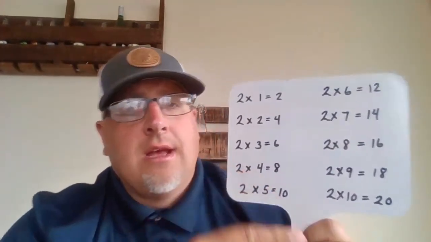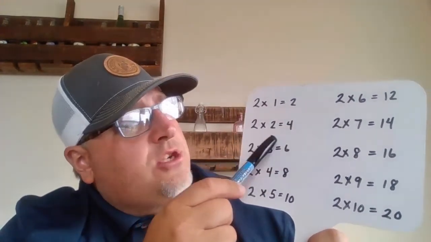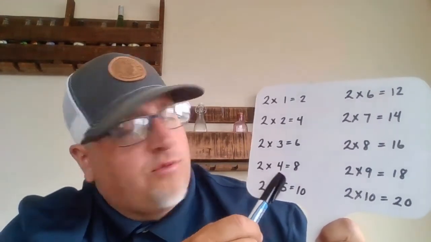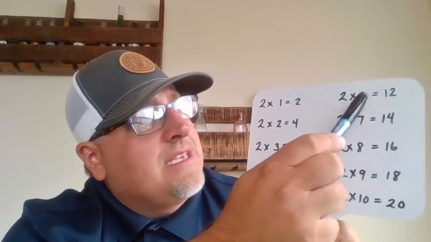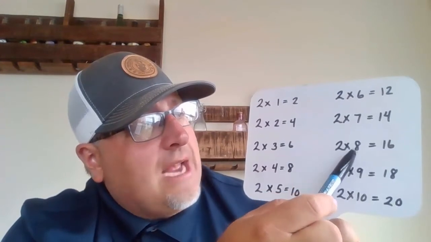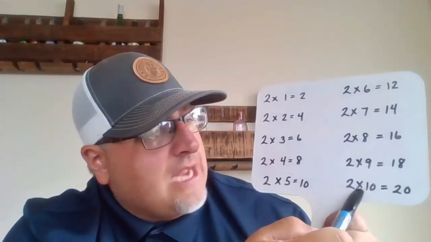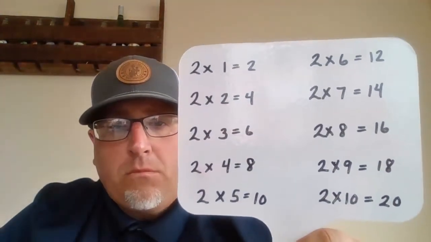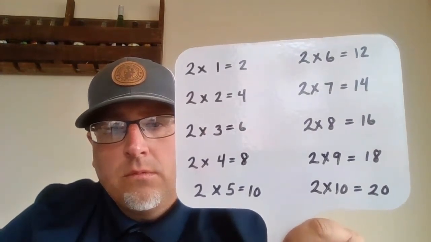Let's know these quickly. Let's go through them here. 2 times 1 equals 2. 2 times 2 equals 4. 2 times 3 equals 6. 2 times 4 equals 8. 2 times 5 equals 10. 2 times 6 equals 12. 2 times 7 equals 14. 2 times 8 equals 16. 2 times 9 equals 18. And 2 times 10 equals 20. There's the outcomes right there. I'll hold it up for you to check it out. Okay?